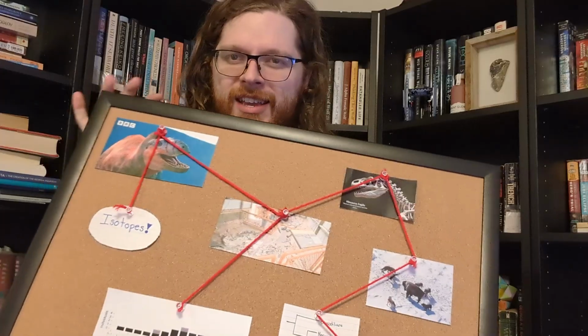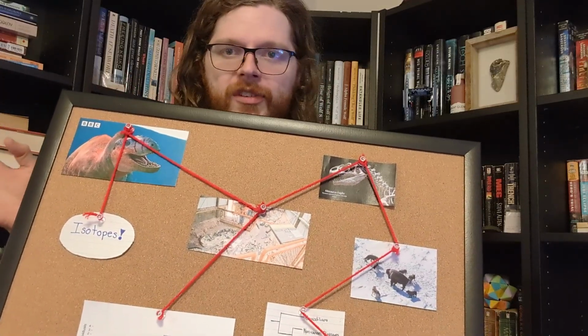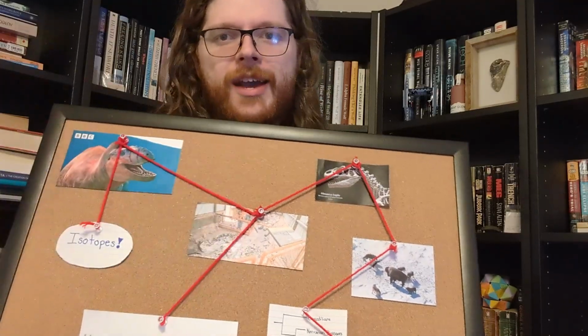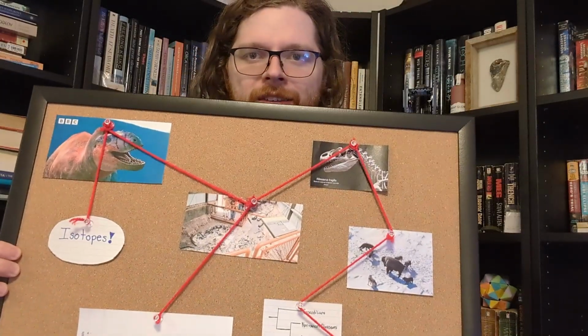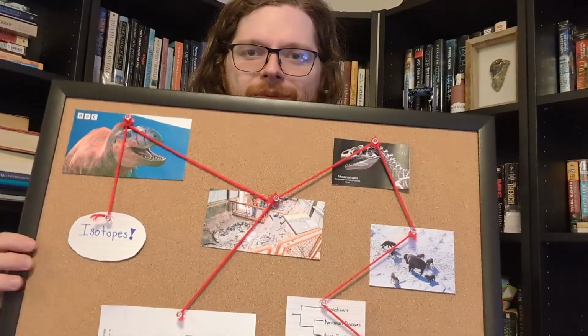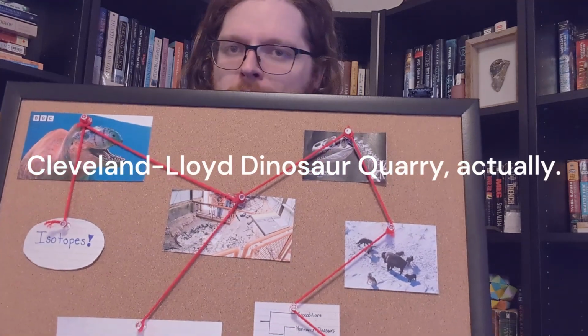So it appears that all of the foundation of the idea that Albertosaurus could be living in social groups comes from the Dry Island bonebed, and this is not the Dry Island bonebed. I'm sad to admit, I couldn't find a picture of the Dry Island bonebed, so I had to settle for a different one. I think this is the Cleveland-Lloyd dinosaur quarry. I just wanted a picture of a bone bed.